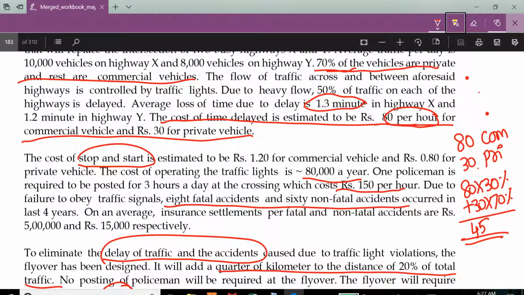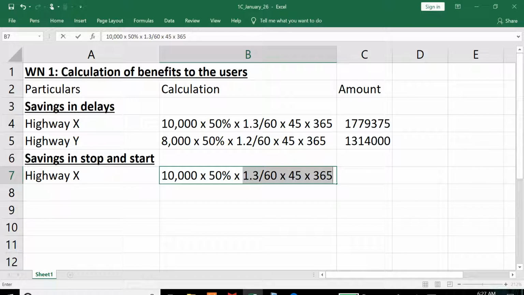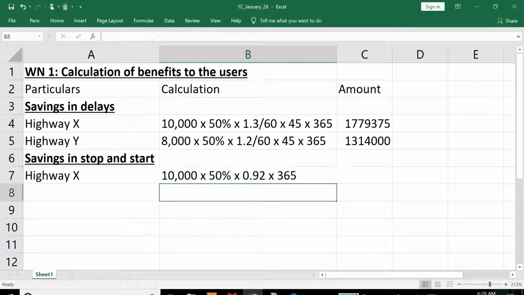The blended number is 1.2 into 30%, 0.80 into 70%. How much does that come to? 0.92. So the cost is 0.92 for every time there is a start and stop. Every time there is a start and stop, I have to incur this 0.92. How did this 0.92 come as a weighted average? This is the cost in a single day into 365. 10,000 into 50% into 0.92 into 365.